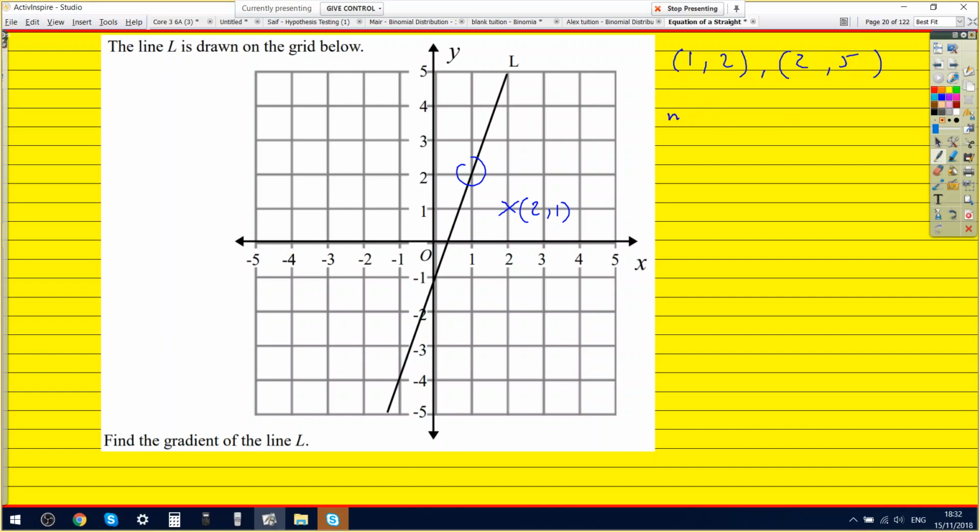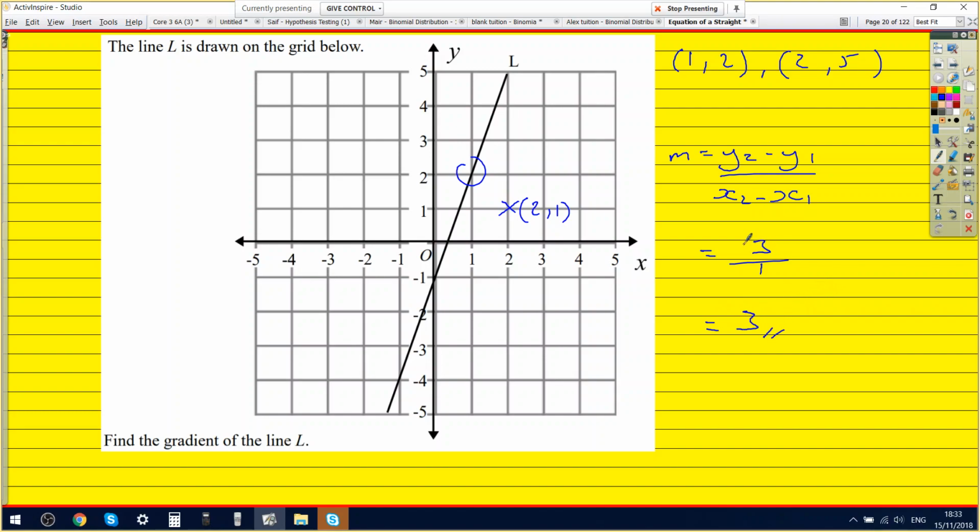Okay. So how can we find the gradient? Don't you find the difference between the two, so that'd be 1 and 3. Okay, and so the gradient is? 3. Yes, that's it.